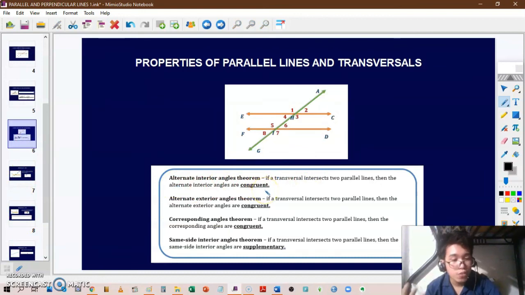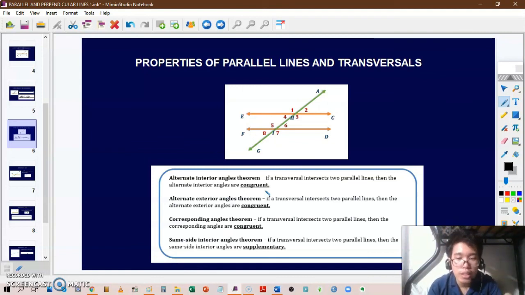The first theorem that we can prove here in our topic is the alternate interior angles theorem. It basically says that if we have two parallel lines and a transversal, then the alternate interior angles are congruent. So that means angle 4 and angle 6 are congruent, and angle 3 and angle 5 are congruent, given our figure here. And also we have the alternate exterior angles. This one works for the exterior angles. The alternate exterior angles are congruent, given that we have two parallel lines and a transversal.